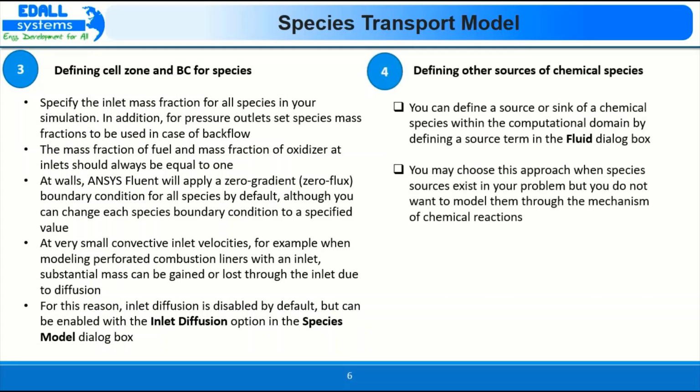Next is defining any other chemical source terms, because there may be a case when species sources exist in your problem but you don't want to model them through the mechanism of chemical reaction. So you can add them as source or sink of a chemical species within the computational domain using this option.